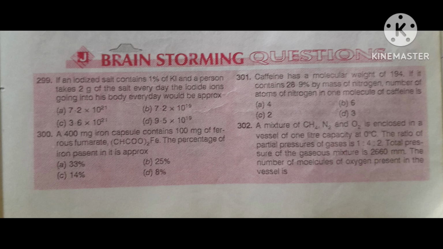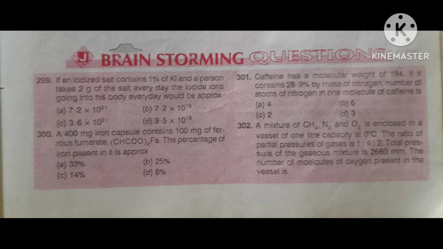Now I am reading question 299. If an iodized salt contains 1% of potassium iodide and a person takes 2 grams of the salt every day, the iodide ions going into his body every day would be approximately: first option 7.2 into 10 to the power 21, second 7.2 into 10 to the power 19, third 3.6 into 10 to the power 21, and fourth 9.5 into 10 to the power 19.